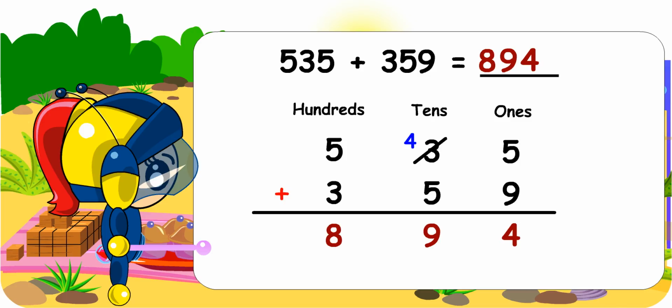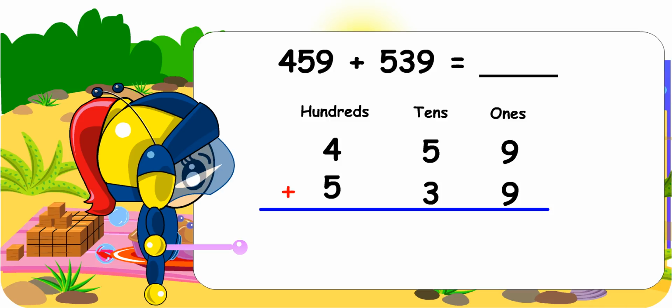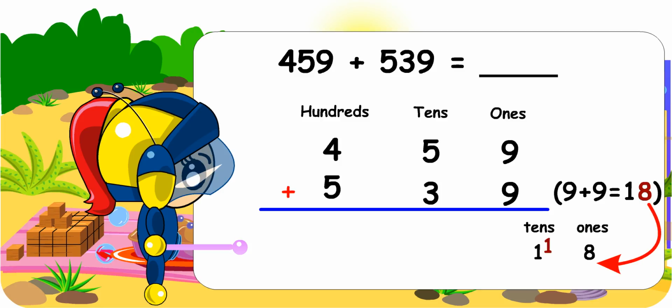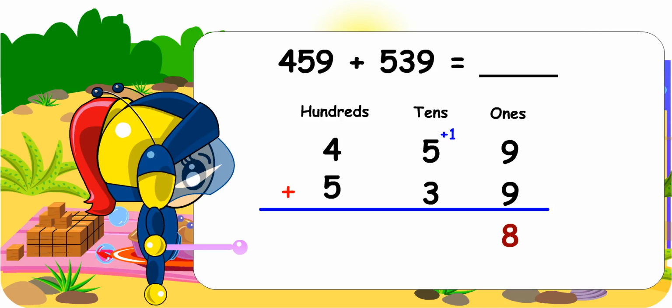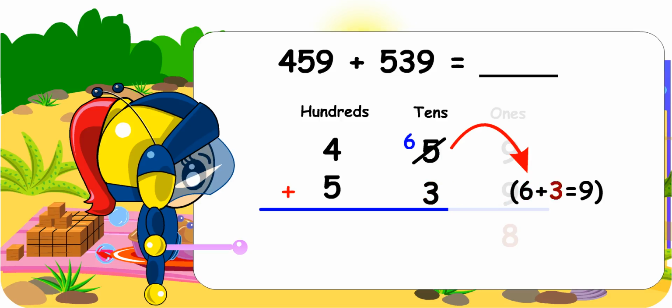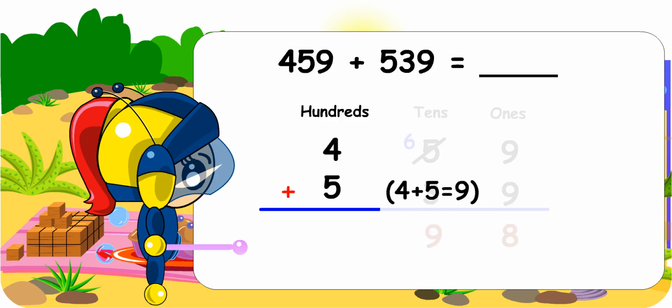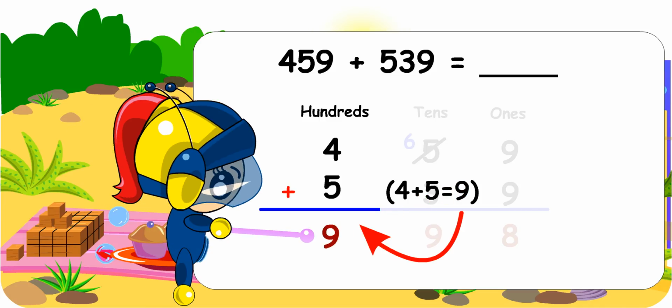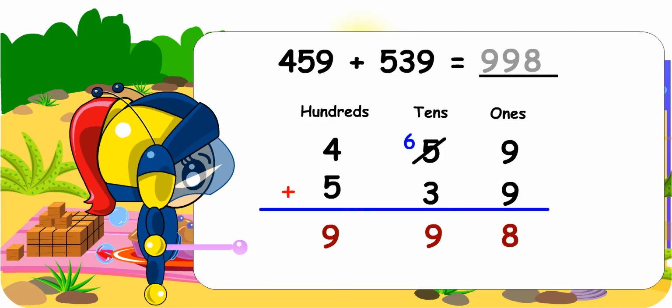Turbo Girl, it's your turn. I add 9 and 9 to get 18, which is 1 ten and 8 ones. I carry 1 ten over and write 8 in the ones place. Next, I add 1 ten and 5 tens to get 6 tens. 6 tens plus 3 tens gives 9 tens. So, I write 9 in the tens place. Lastly, I add 4 hundreds and 5 hundreds to get 9 hundreds. The final answer is 998.